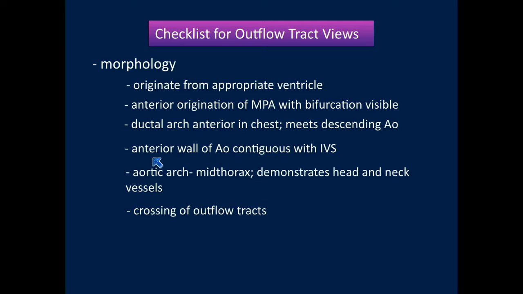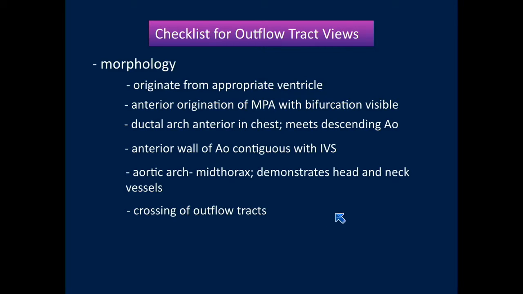In the LVOT view, the anterior wall of the aorta needs to be contiguous with the interventricular septum. How do you prove that something's an aorta? Well, number one, it doesn't bifurcate, but you prove it's an aorta by showing that it has head and neck vessels originating from it. So when you get your longitudinal view, the aortic arch, which people refer to as the candy cane, starts in the mid-thorax, has that candy cane appearance, and demonstrates head and neck vessels. That's how you know it's an aorta.